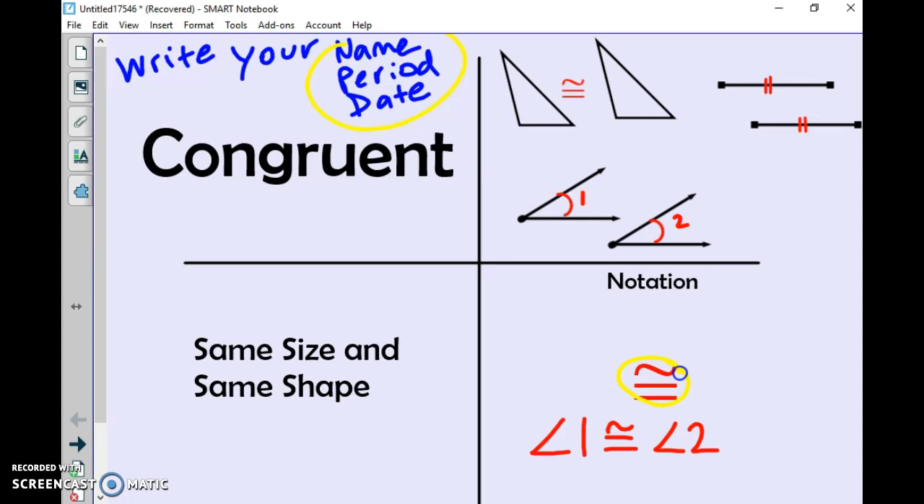So, let's see here. So back up. There you go. All right, so that's congruent.